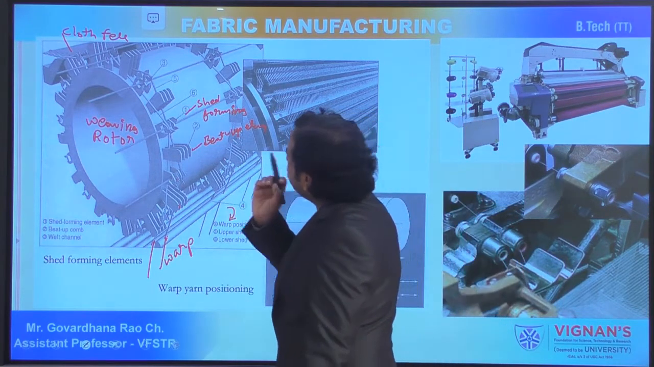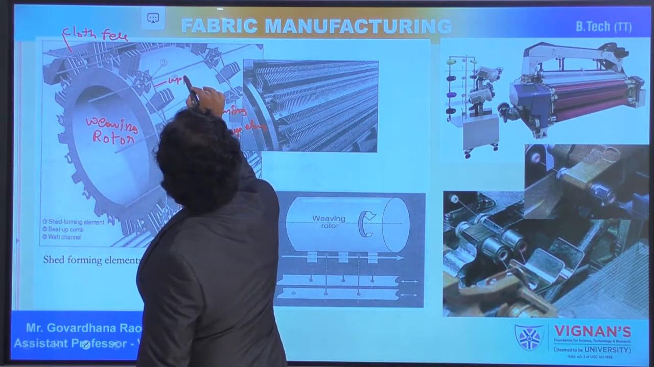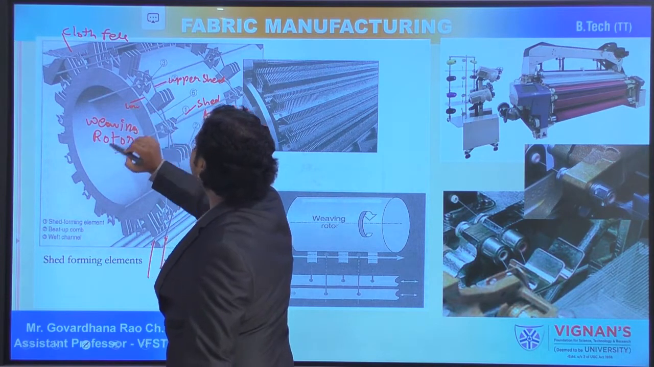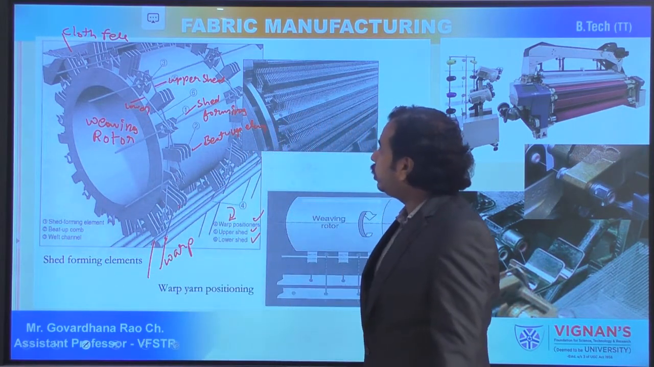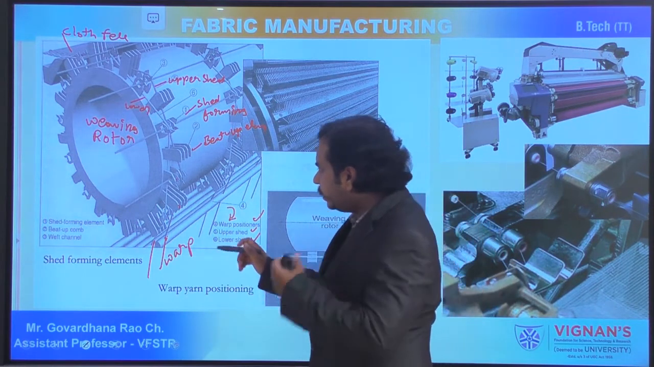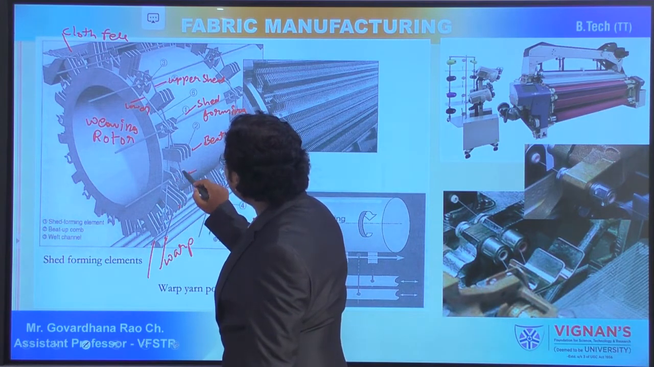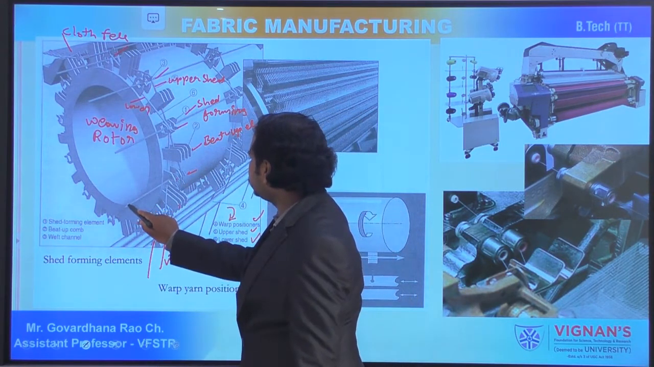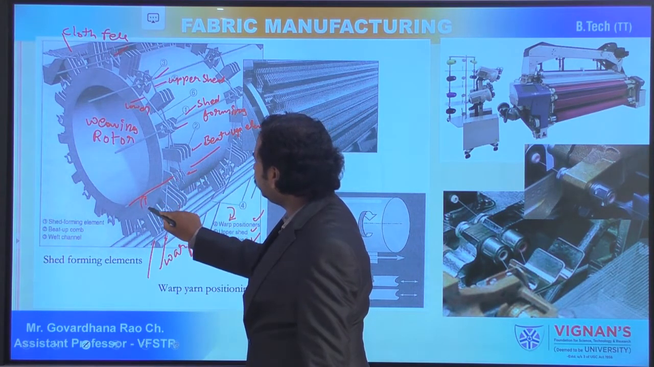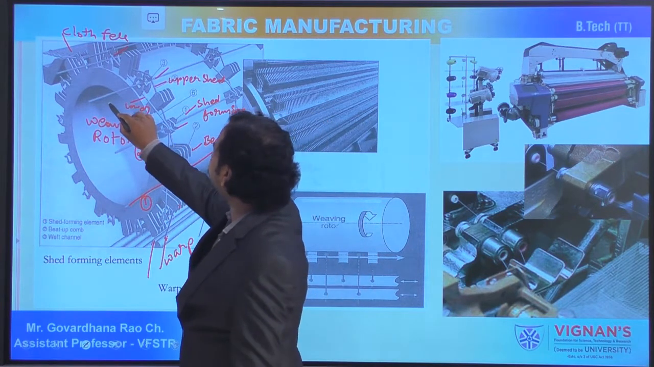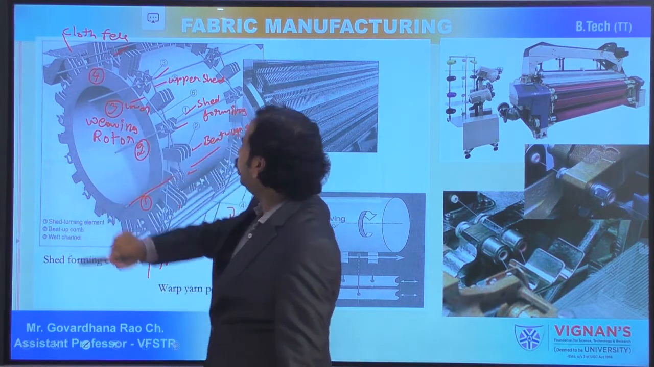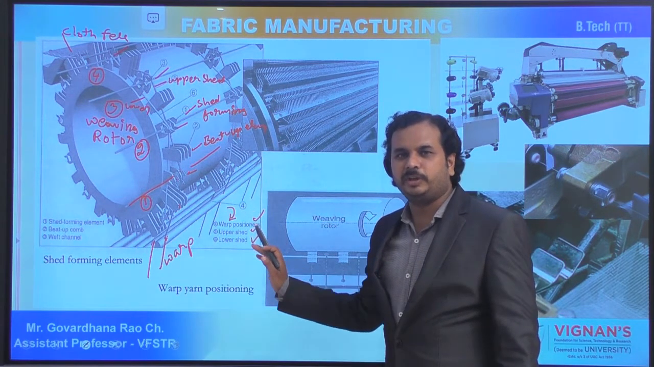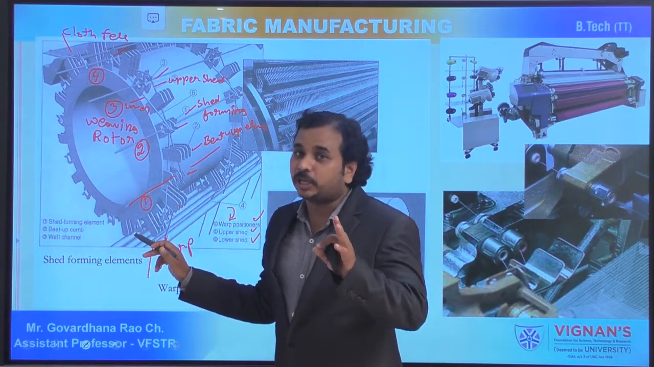So you can see here, this is called the upper shed, and this is called the lower shed. Now you can see the shed forming elements, say this is 1, 2, 3 and 4. Now you can observe the weft yarn: weft yarn 1, weft yarn 2, weft yarn 3, and this is the fourth one. As I told earlier, we are forming 4 sheds at a time in the multiphase weaving machines, so 4 weft yarns are going to be inserted.